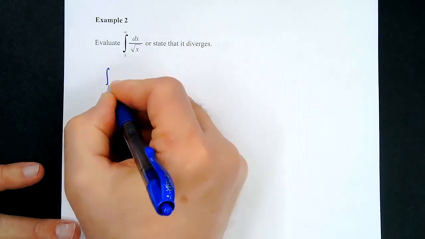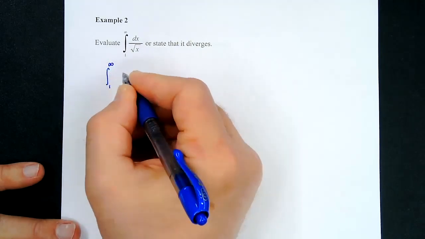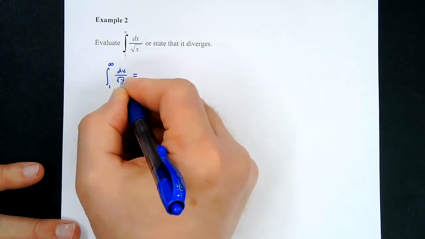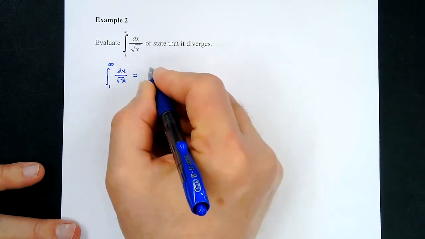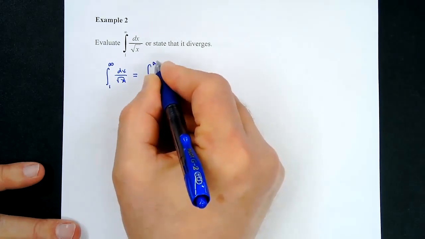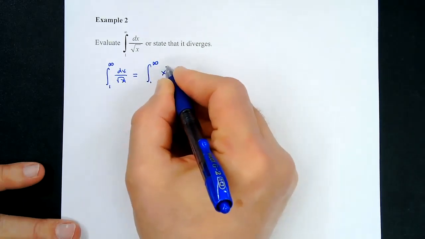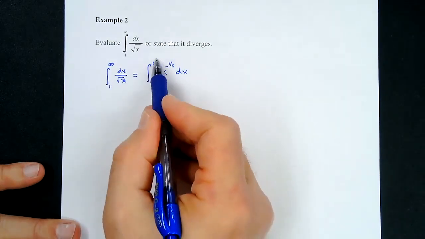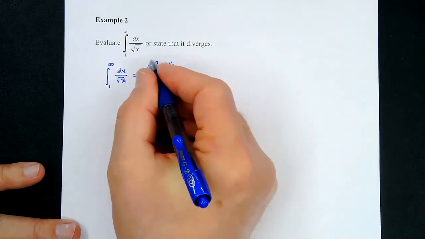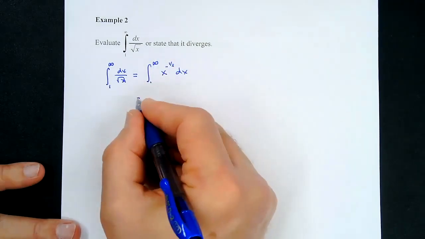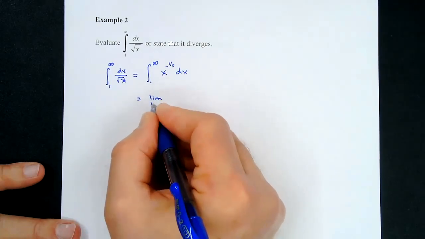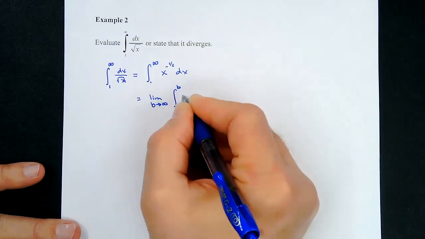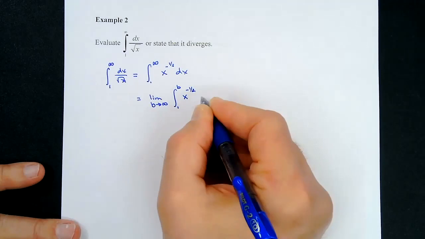So that means the integral from 1 to infinity of dx over the square root of x would equal the integral from 1 to infinity of x to the negative 1/2 power dx. And so we need to make that become a limit. Since that's the upper limit, I'm going to call this b. So we want to look at the limit as b approaches infinity of the integral from 1 to b of x to the negative 1/2 dx.